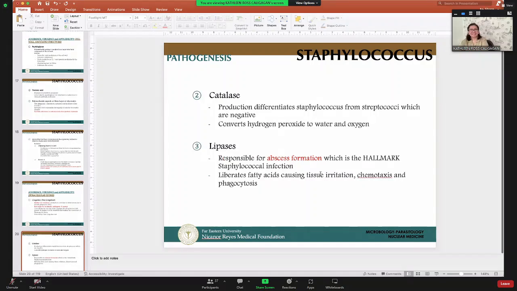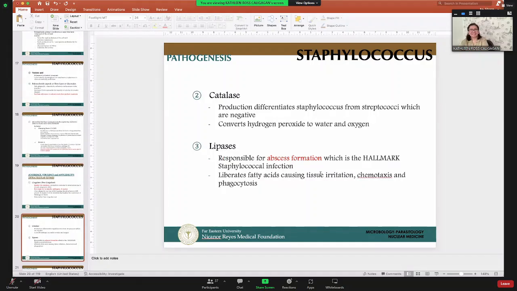What else? You have the catalase enzyme. I mentioned it differentiates staph from strep. How? By converting hydrogen peroxide to water and oxygen. Lipase is responsible for abscess formation, which is the hallmark of a staphylococcal skin lesion.